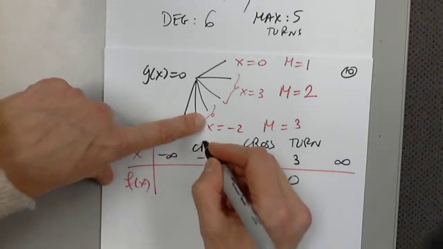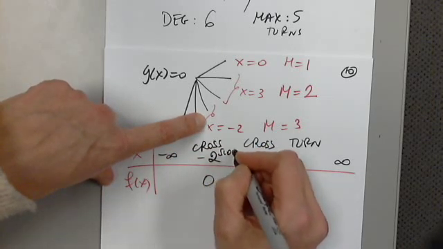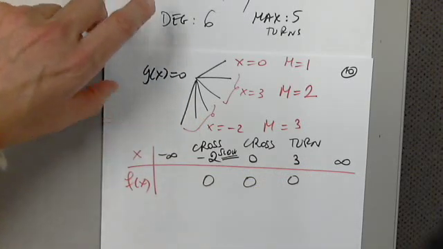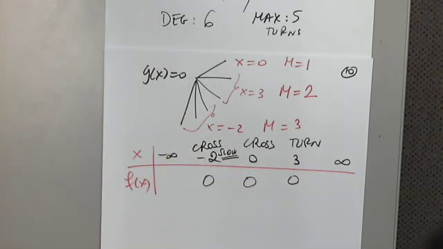So it's a cross, but slow. If it's odd multiplicity, it always crosses. If it's even multiplicity, it will always turn. Think in terms of x squared. You know x squared has 2 solutions, x equals 0, and it turns. So odd crosses and evens always turn. Say it again.